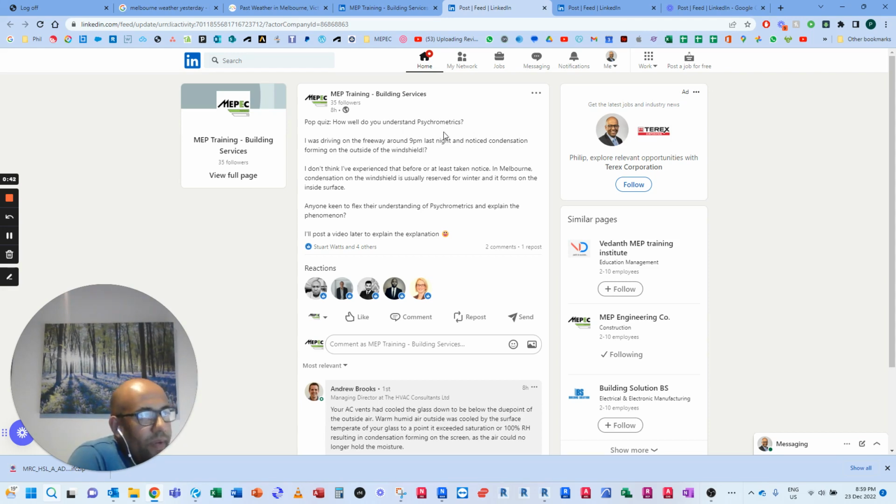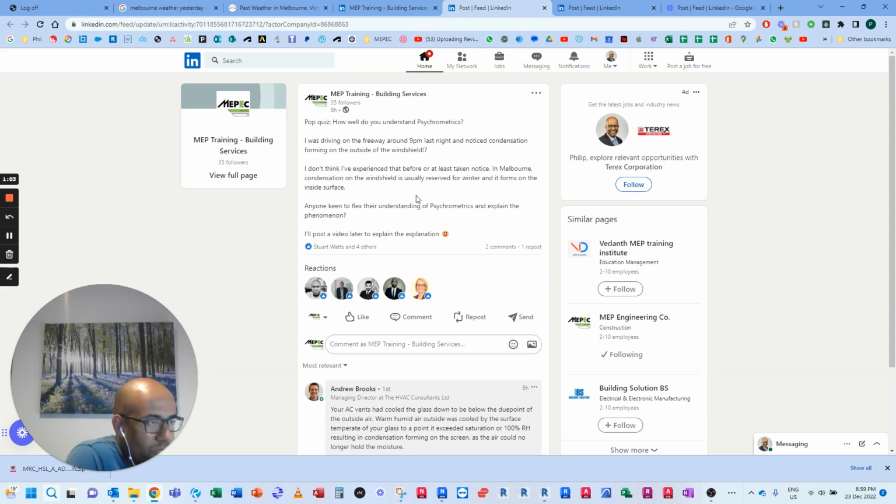I was driving on the freeway around 9 p.m. last night and noticed condensation forming on the outside of the windshield. I don't think I'd ever experienced this before, or at least not noticed. In Melbourne, condensation on the windshield is usually reserved for winter, and it forms on the inside surface, but this was happening on the outside surface. So I put it out there for anyone keen to come up with an explanation.